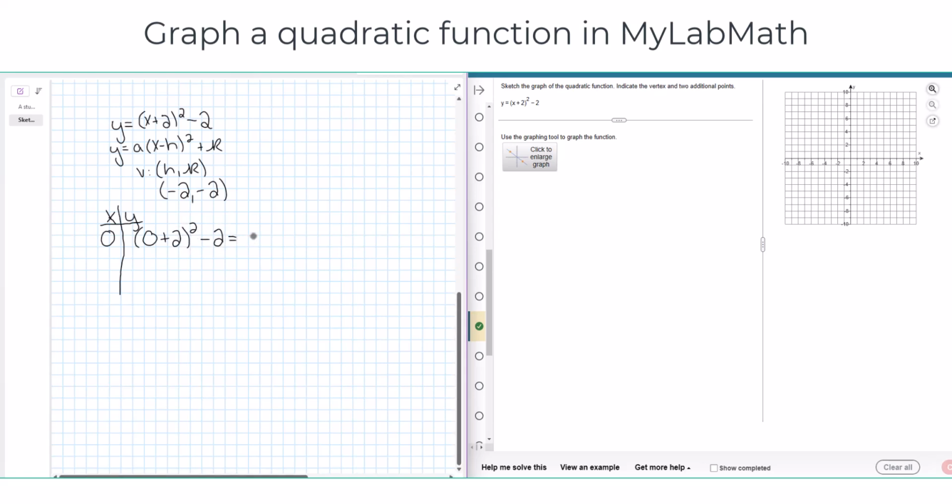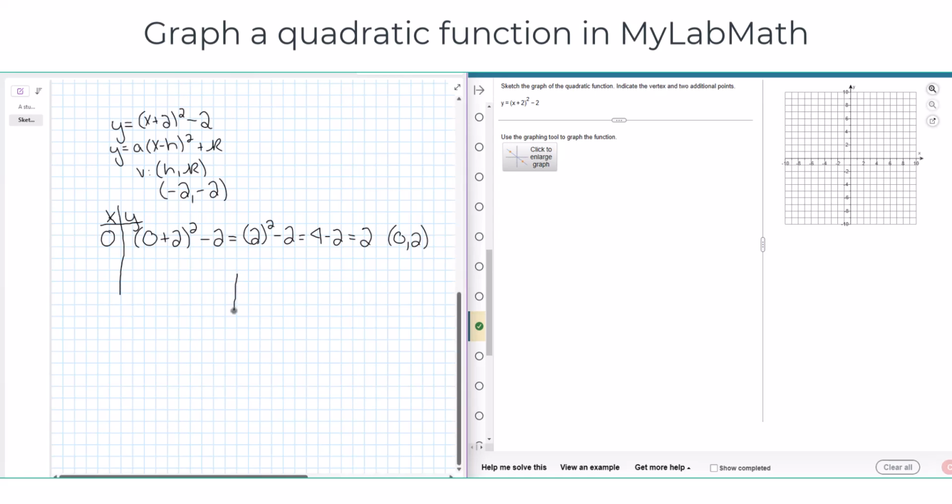-2. 0 plus 2 is 2. We have 2 squared minus 2. That gives us 4 minus 2. And 4 minus 2 is 2. All right, well, that's going to fit on our graph. 0, 2. Now we have to find another ordered pair, another point on our graph.